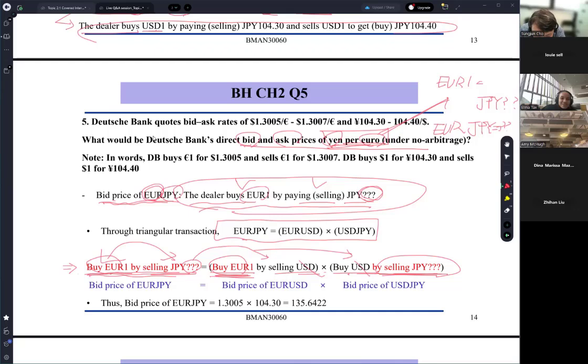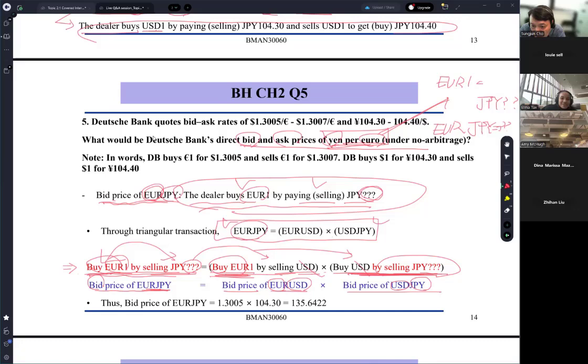So here, from the dealer's point of view, this is the bid price of EUR/JPY. The dealer buys 1 euro at the bid price of EUR/JPY. What is this one? Buy 1 euro by selling dollar. This is the bid price of EUR/USD. The dealer buys the currency in the denominator with this amount of dollar. What about this one? The dealer buys dollar, so the bid price of USD/JPY. The dealer buys the currency in the denominator with this amount of yen. Is this okay? So we're still using triangular transaction.